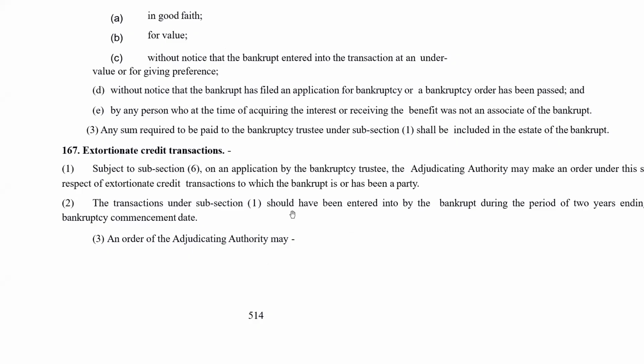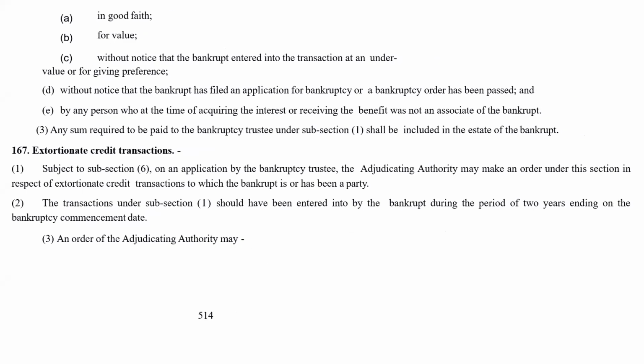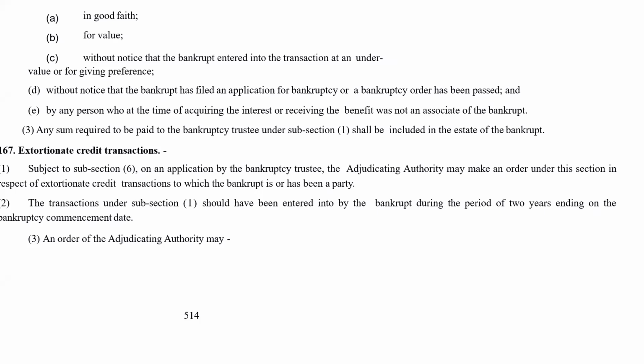Subject to subsection 6, on an application by the bankruptcy trustee, the adjudicating authority may make an order under this section in respect of extortionate credit transactions.